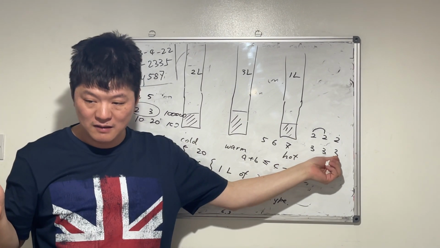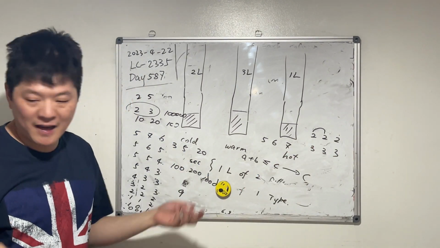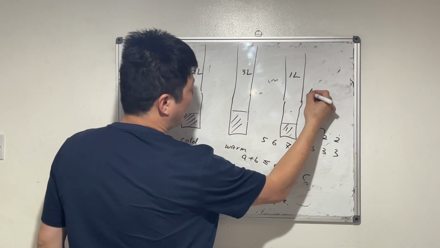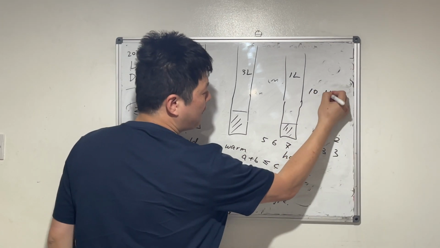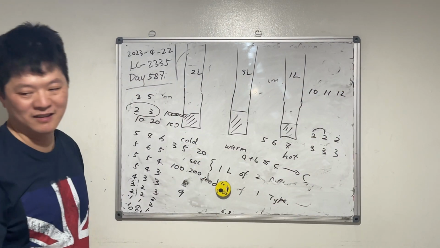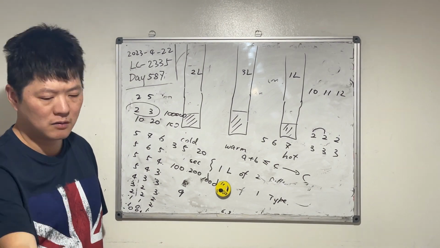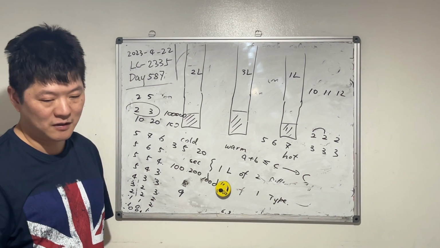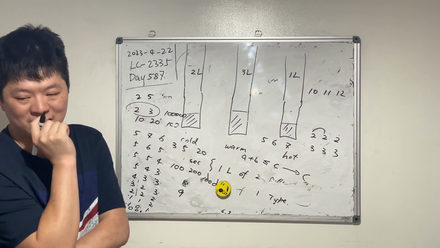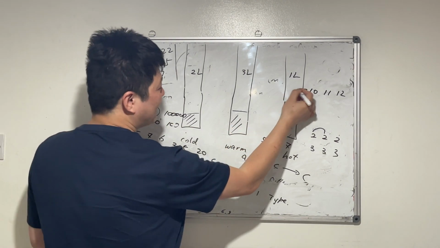This one? 5. Yes, 5. But I can get the number immediately, right? I get 10, 11, 12. I know what the answer is. What is it? Oh, I know as well. 12. No, it's 17. Okay, so this is 17.